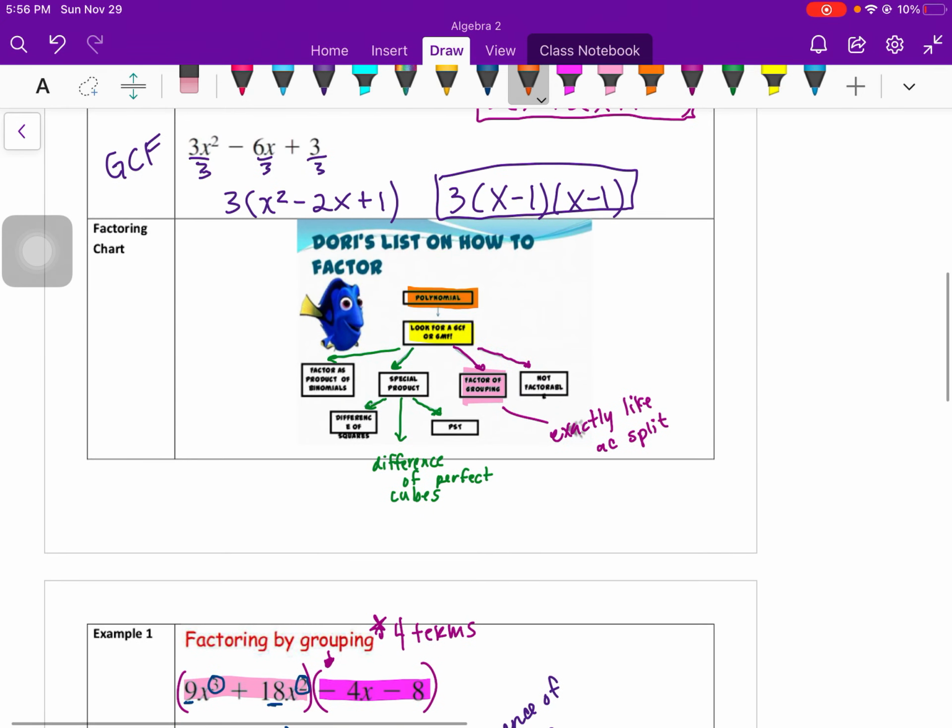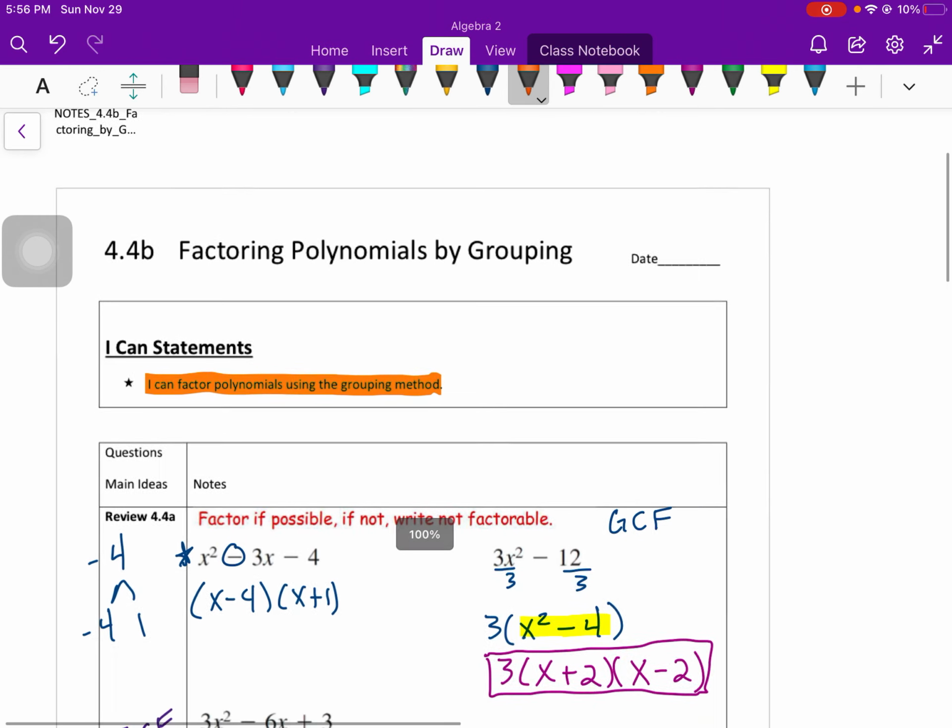Hopefully that was a fun little review. Factoring by grouping is one of my favorite ways to factor.